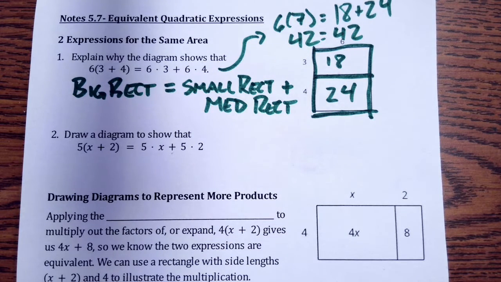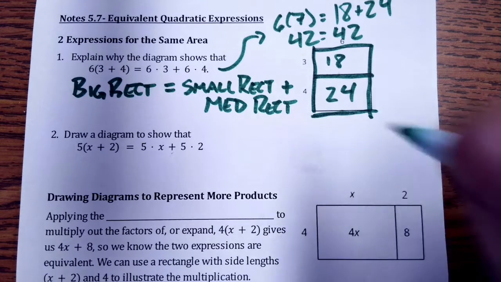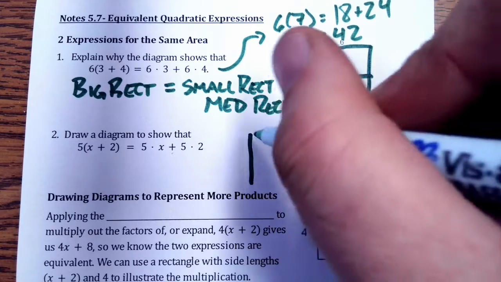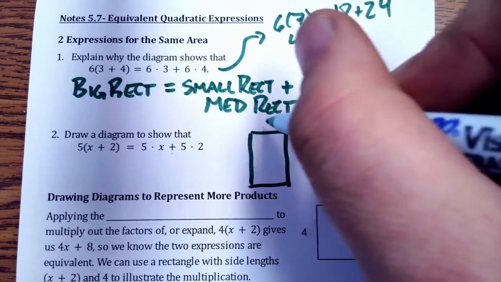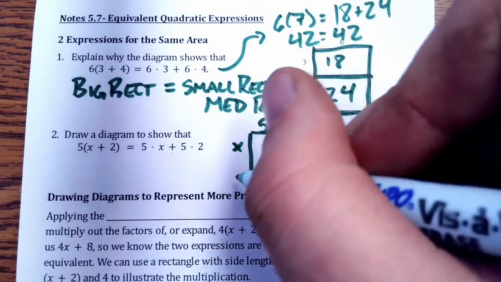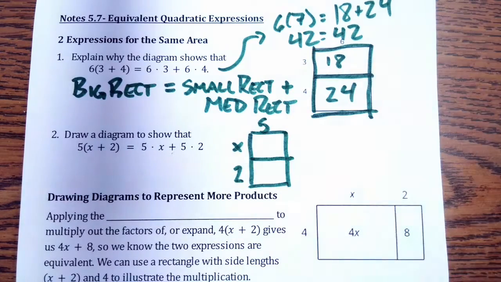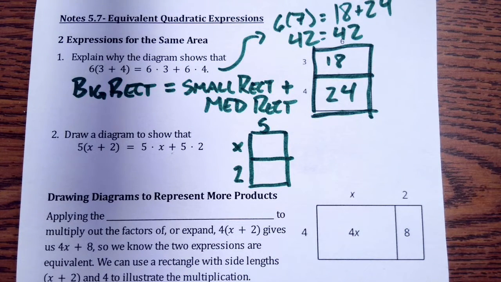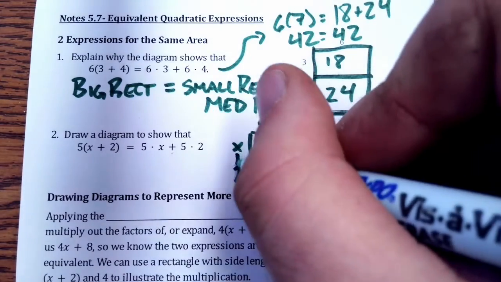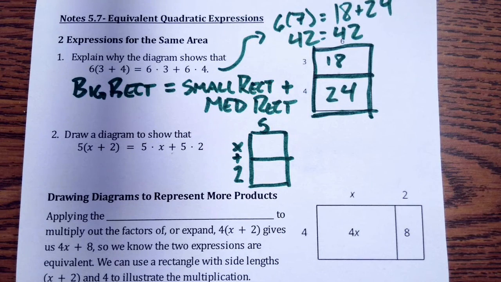Number 2, draw a diagram to show that 5 times (x plus 2) equals 5 times x plus 5 times 2. So I need a big rectangle that's going to be 5 times an x and a 2, and I'll just separate out the x and the 2. So the x plus 2 happens like that. And that's number 1 and number 2.